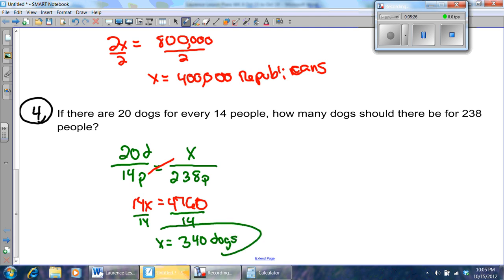And there we go. Pretty simple stuff, but you've got to read carefully. Look for the fractions so you can set up your proportions.